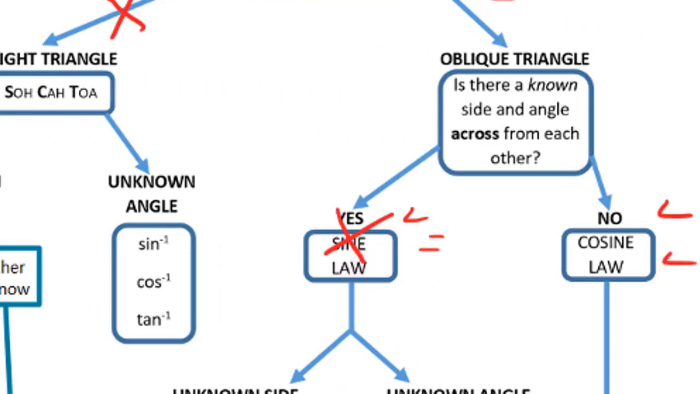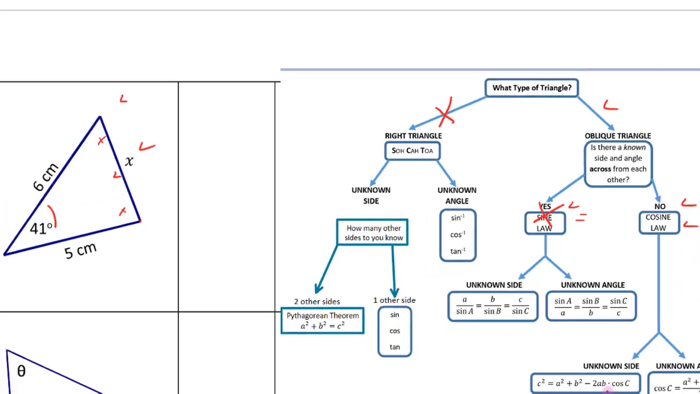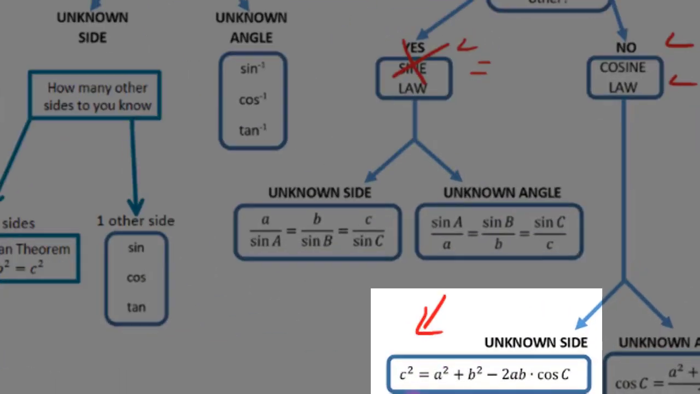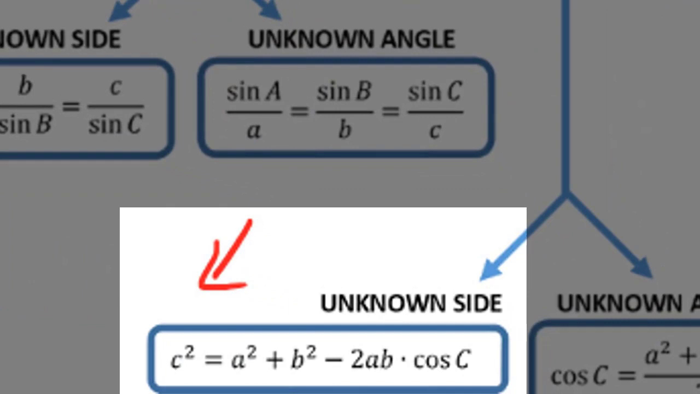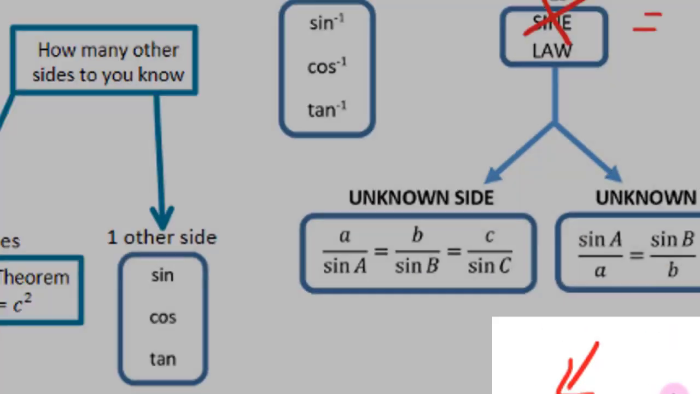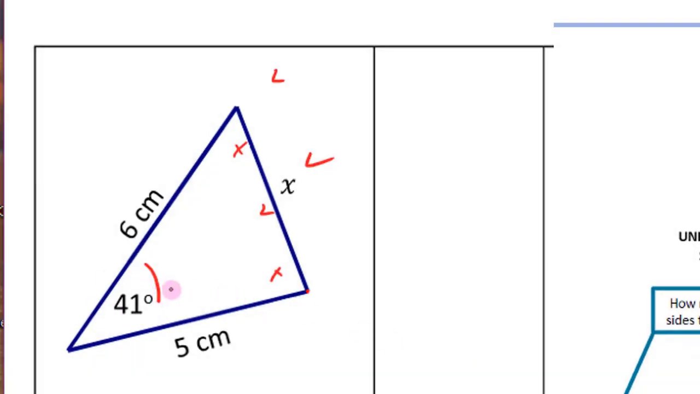The next thing we have to ask ourselves is, can we use the cosine law? Well, we're being asked to calculate a side length, which means that we're going to be focusing in on this formula, but we have to make sure we have enough information. Now, to calculate a side with the cosine law, we must know an angle and the length of the sides that enclose that angle, which we do have here. So that means that we can use the cosine law for this triangle here.